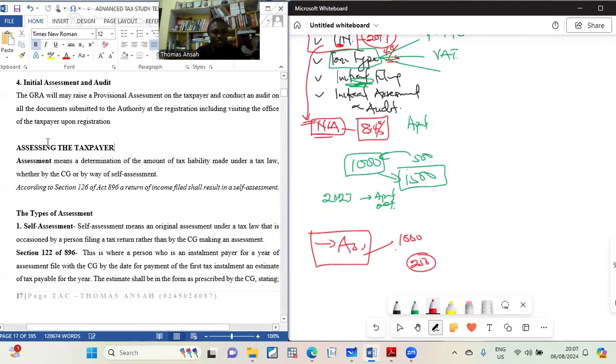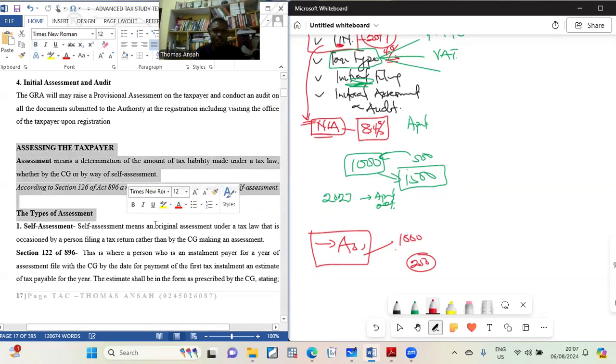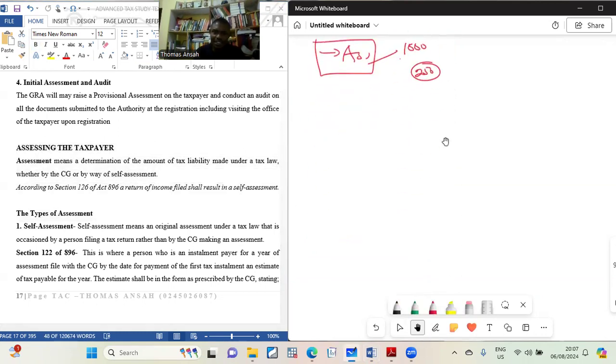Then we have assessment, and that is what we are coming to talk about. There are two types of assessment. So that is the A, assessing the taxpayer. So assessment.